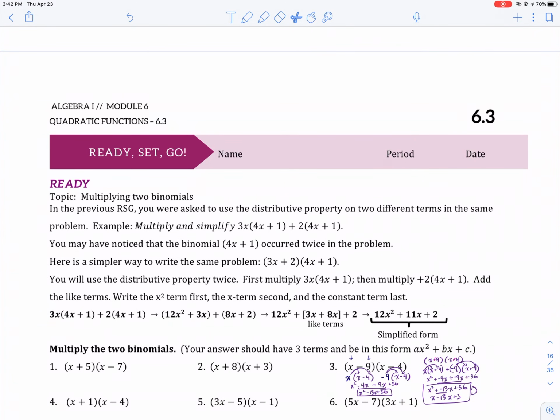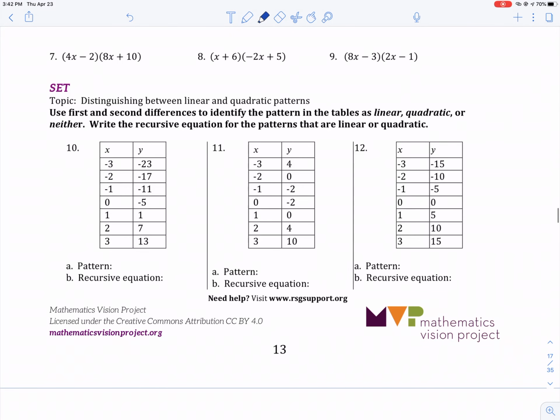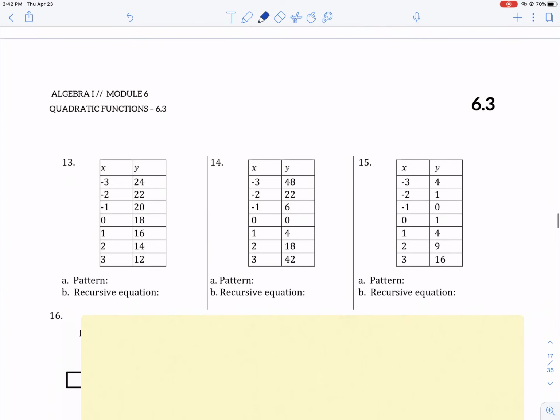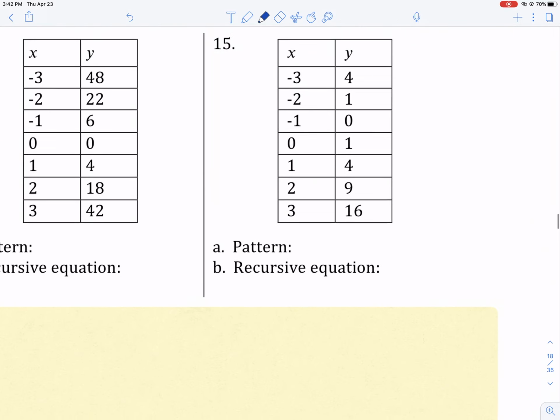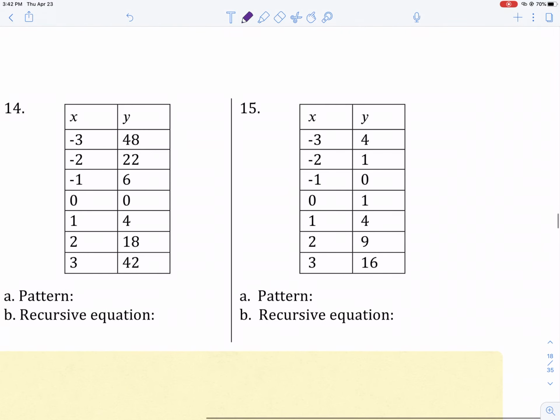Hey, what's up? I just want to go over the set part of 6.3. Your instructions are to use the first and second differences to identify the pattern in the tables as linear, quadratic, or neither. Then write the recursive equation for the patterns that are linear or quadratic. Alright, so I'm going to focus on 15 over here.